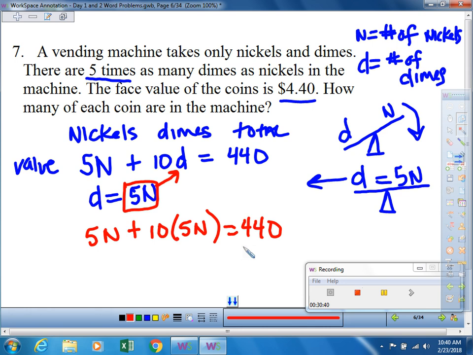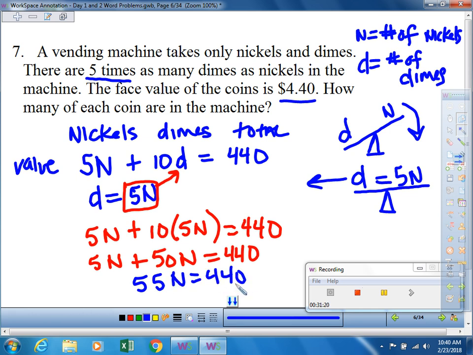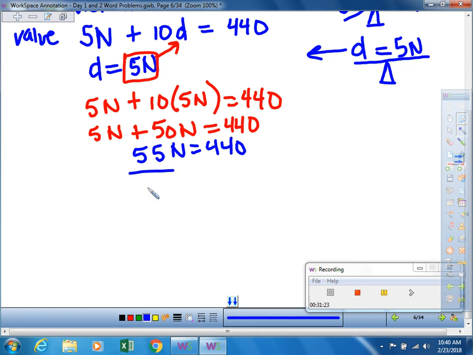All right. So now 5n plus 10 times 5n, 50n equals 440. 5n plus 50n is 55n equals 440. And when you divide, so n equals, and when you divide, that's 8. So I know my nickels is 8.